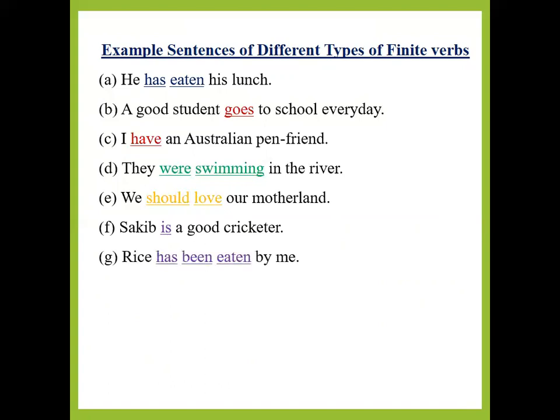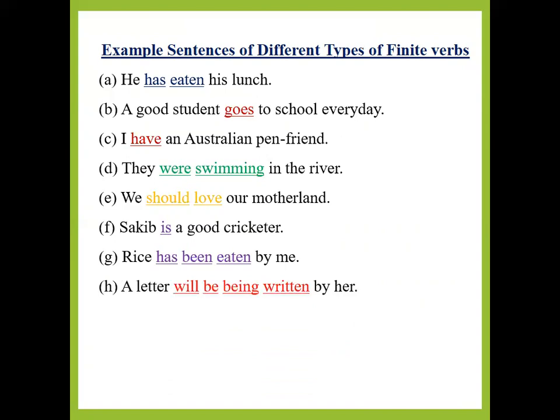Rice has been eaten by me. Here, there are three verbs: has, been, and eaten. The first two, that is has and been, are used as auxiliary verbs, and eaten as the principal verb.